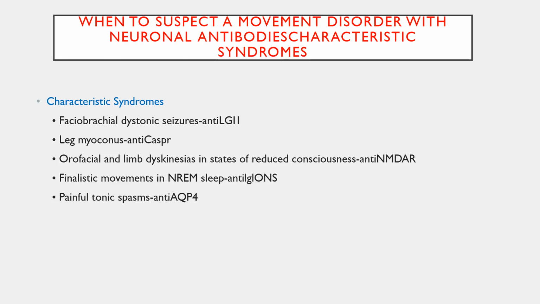Orofacial dyskinesias we see most commonly in NMDAR encephalitis. Abnormal perioral movements are seen in anti-IgLON5 antibody associated movement disorders. And NMOSD, neuromyelitis optica spectrum disorder, will also cause tonic spasms, most commonly seen in the lower limbs. These movements are very treatable conditions. So if you have these kinds of symptoms in your patient, you need to evaluate for autoimmune causes of the movement disorders.